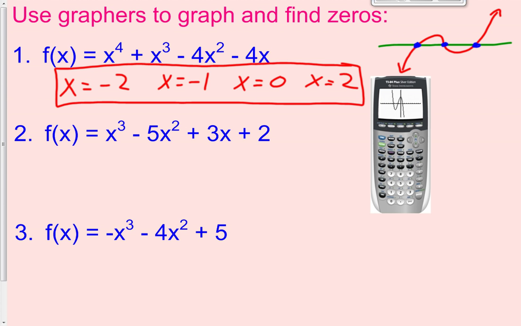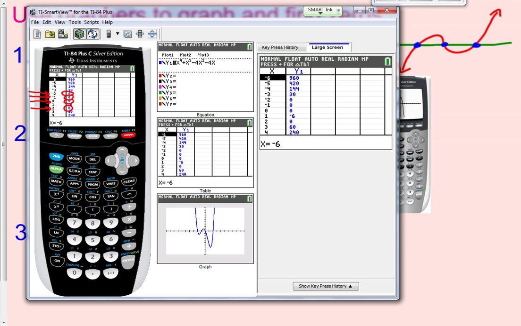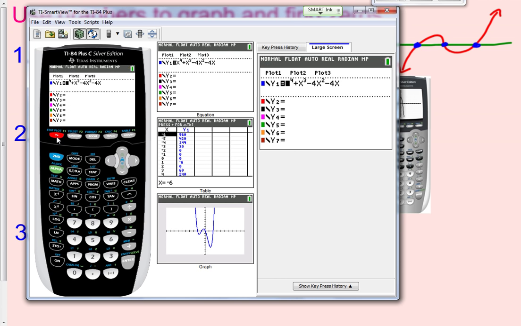For problem number 2, let's now put this one into our calculator, and we might get something a little bit different. We should get 3 answers for this one. So open up our graphing calculators, clear whatever we had in there. And now let's put in x raised to the 3rd minus 5x squared plus 3x plus 2.